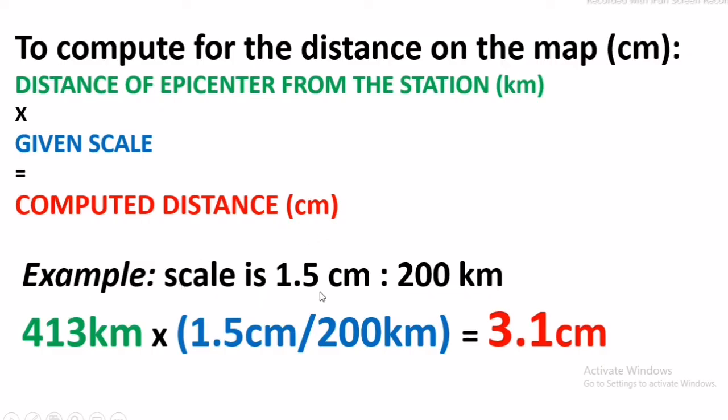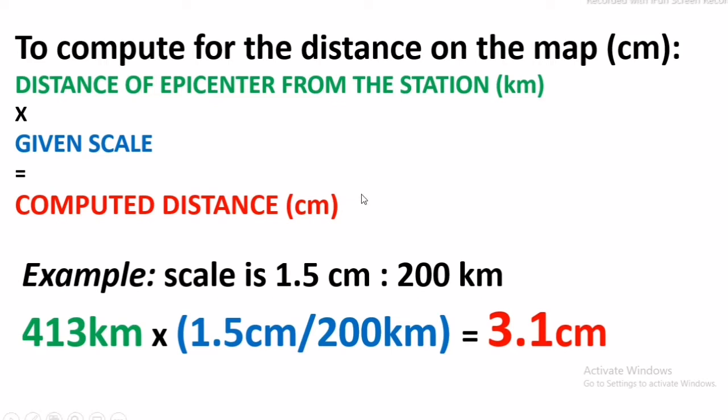Example, the scale is 1.5 centimeters is to 200 kilometers. For every 1.5 centimeters in our drawing, it is equivalent to 200 kilometers in the real world. So if we have the distance of the epicenter in kilometers that we computed a while ago, which is 413 kilometers, we will multiply that by the given scale, which is 1.5 centimeters divided by 200 kilometers. So the answer will be 3.1 centimeters. So 413 kilometers times 1.5 centimeters divided by 200 kilometers is equal to 3.1 centimeters. This 3.1 centimeters will be the radius of the circle.